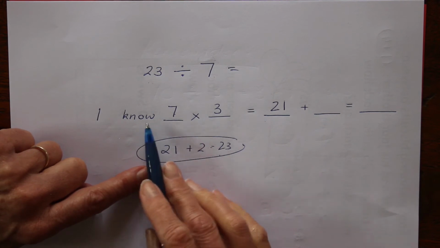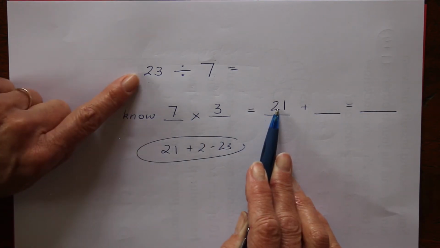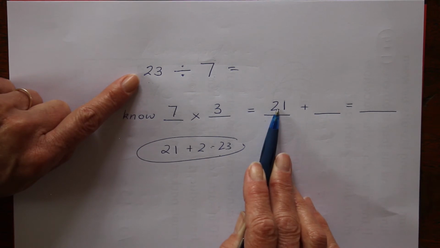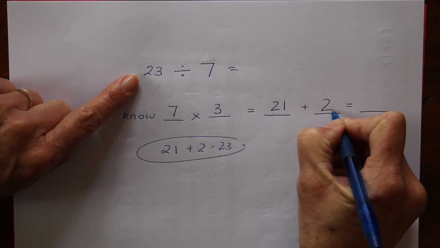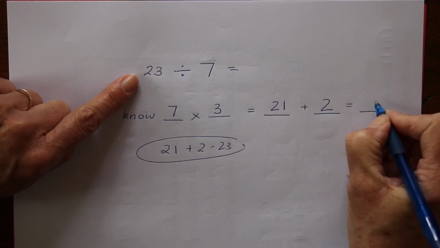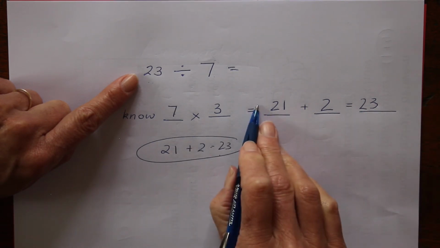So I write in here, I know that 7 3s are 21, gets me very close to 23, but not right on 23. But I actually have to plus another 2. When I plus another 2, then I get 23. So here's my working out.